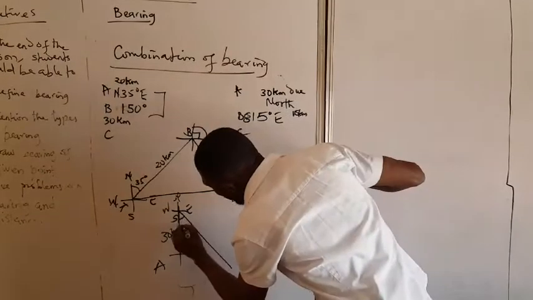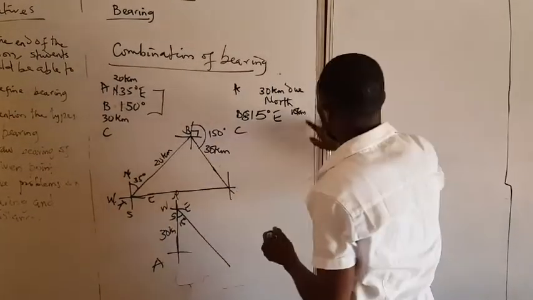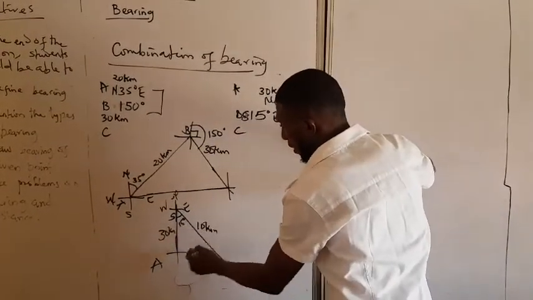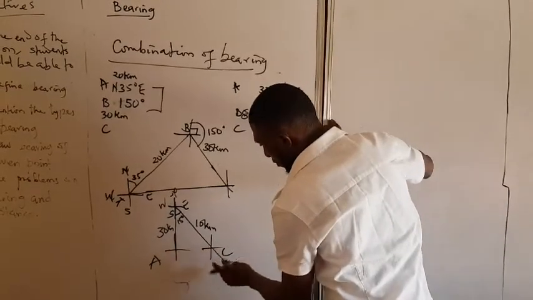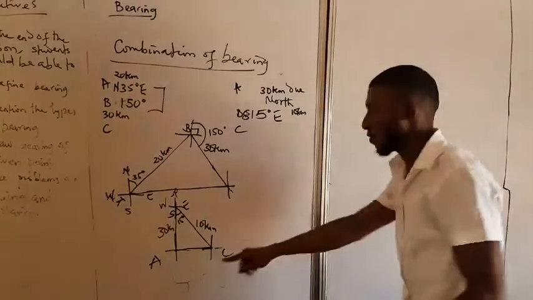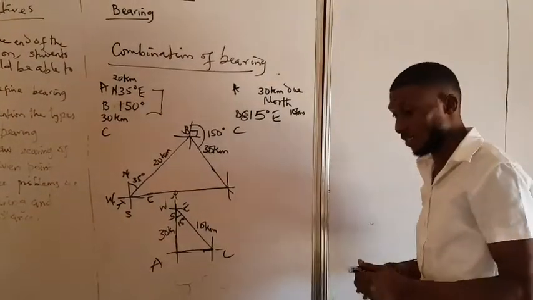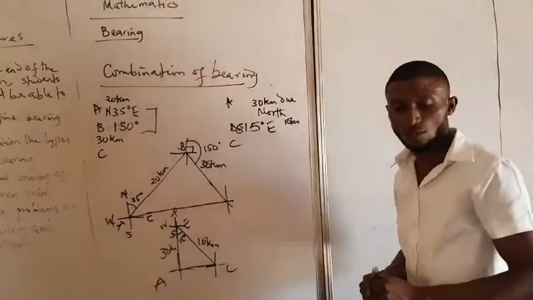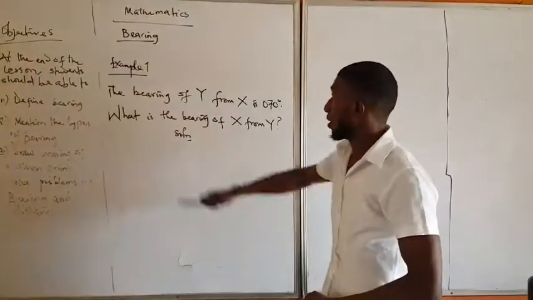15 degrees from the south pole here, which is 15 degrees. And it's how many kilometers? Let's say it is 10 kilometers. And this is the point C we are talking about. We are now talking about what is the distance from A to B. And this is a combination of two bearings.